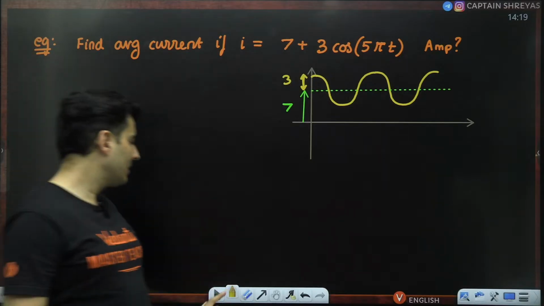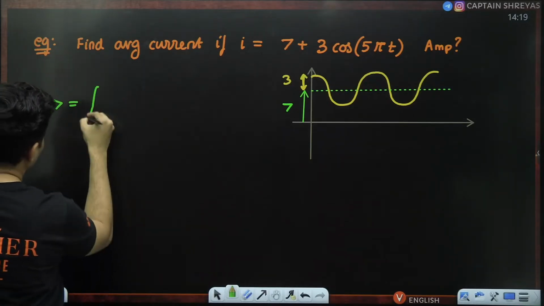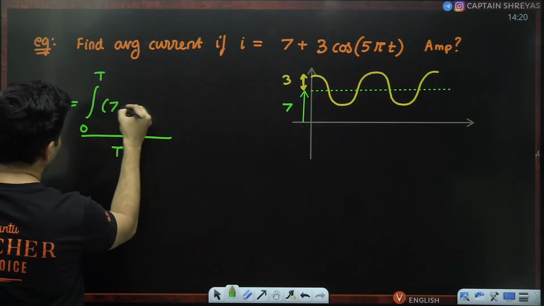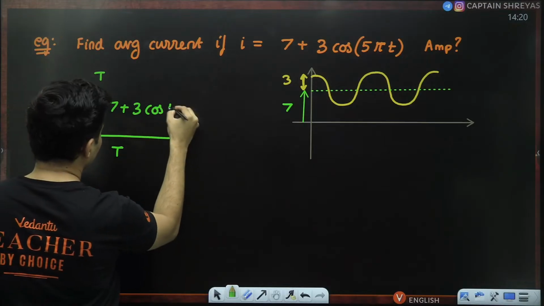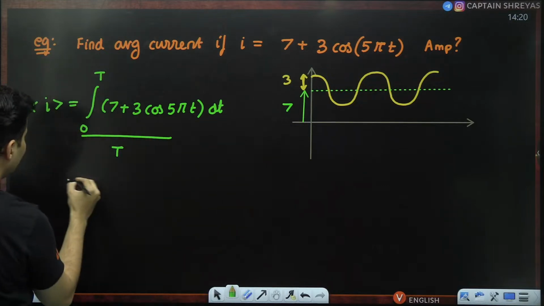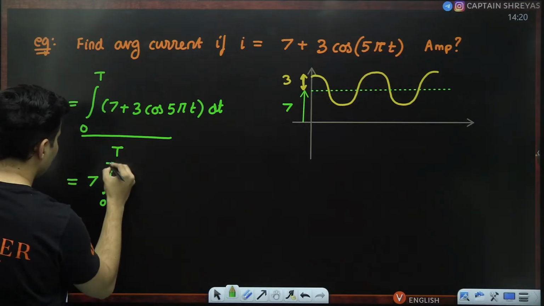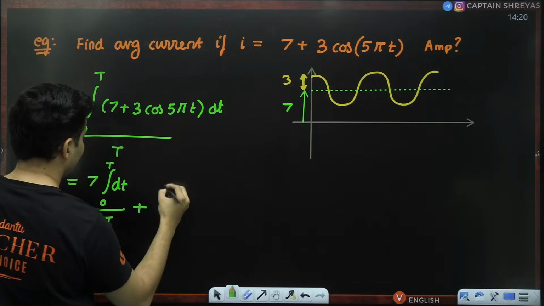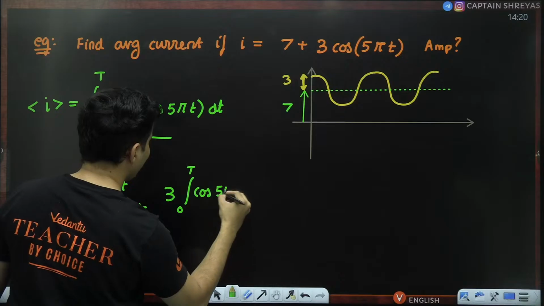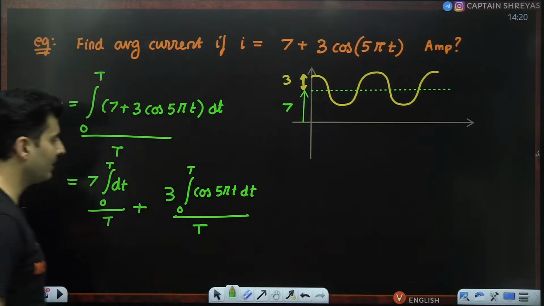Now think and tell me, when you try to find the average current, which will be by formula the integral from 0 to T, divided by T, of 7 plus 3 cos 5 pi t dt. I can split the integration if you want. So this will become 7 times the integral of dt from 0 to T divided by T, plus 3 times the integration from 0 to T of cos 5 pi t dt, the whole thing divided by the time period.